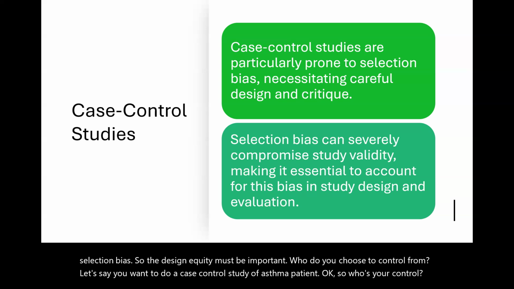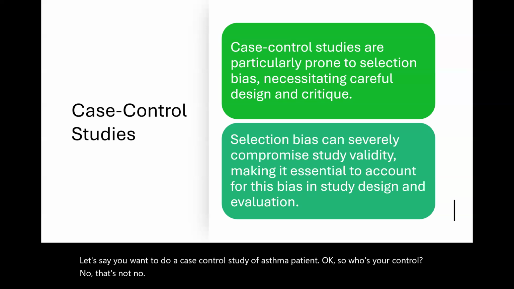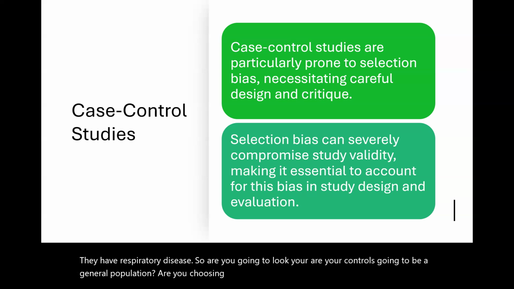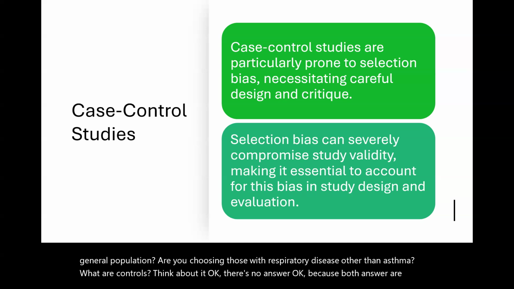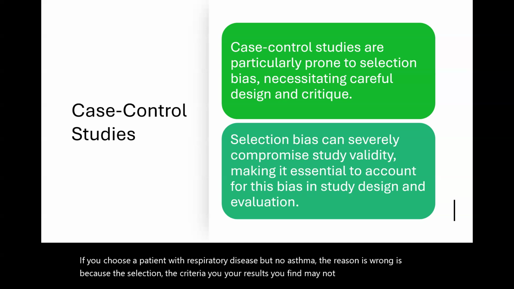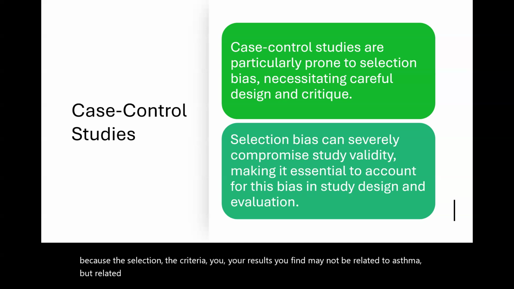The non-asthma. No, not no. I mean, as similar as the one. Yeah, it should be as similar, right? So can they have respiratory disease? So are your controls going to be a general population? Or are you choosing those with respiratory disease other than asthma? Who are controls? Think about it. Okay, there's no answer. Okay, because both answers are wrong. If you choose a patient with respiratory disease but no asthma, the reason is wrong is because the selection criteria, your results you find may not be related to asthma, but may be related to the other respiratory disease like COPD.